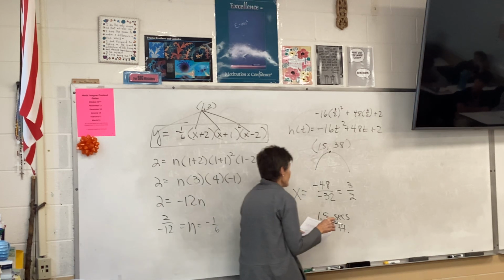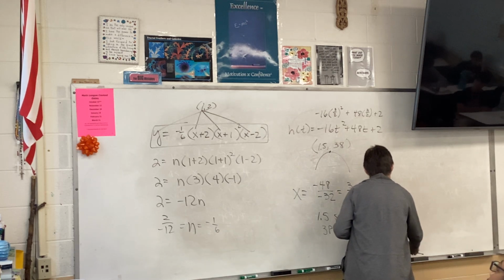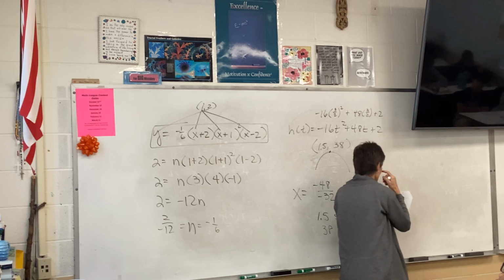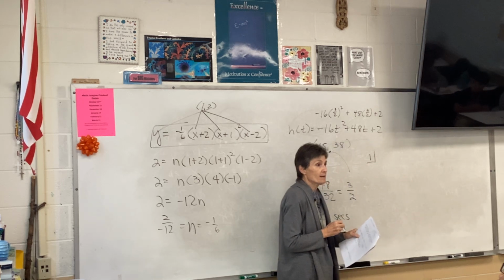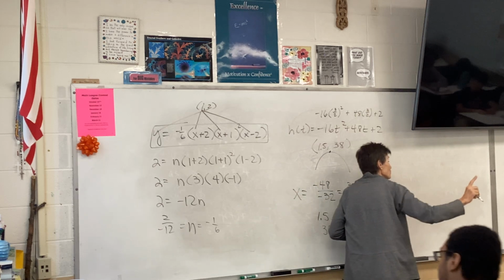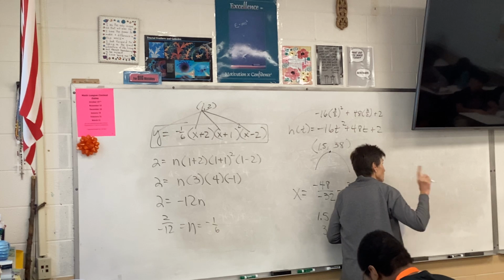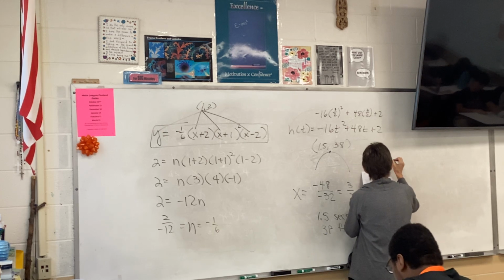Okay. Now we're going to do a synthetic division problem. What's going to go in the box? One. Positive one. What's going to go across the top? Guys, you know I'm going to try to trick you, so keep your eyes open. Two. What goes across here? Two.